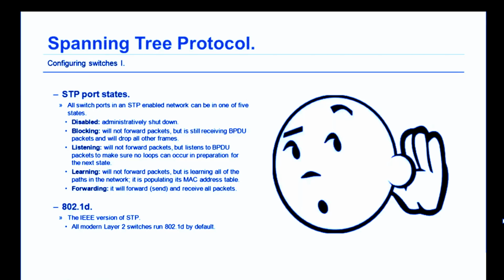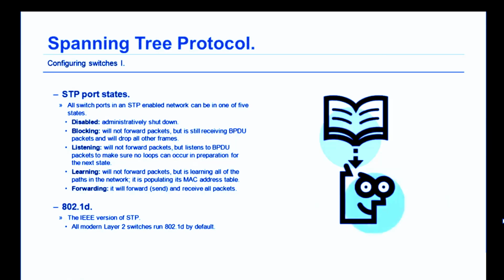frames. Then there's the listening state. In this state, the port will not forward packets, but listens to BPDU packets to make sure that no loops can occur in preparation for the next state. Then there's the learning state. In this state, the port will not forward packets, but it is learning all of the paths in the network. It is populating its MAC address table in preparation for the next state.